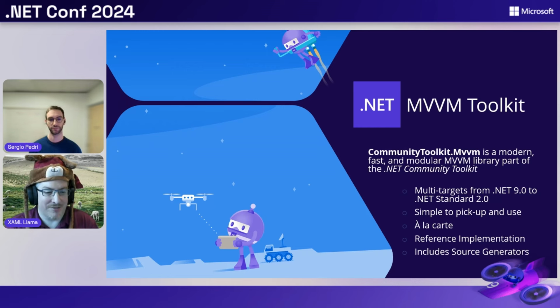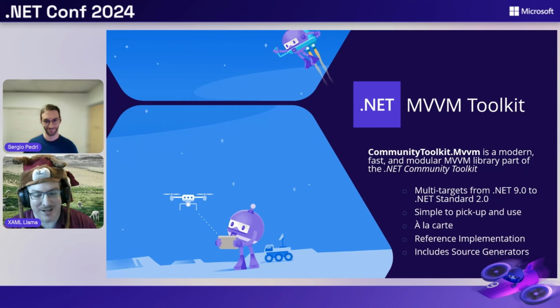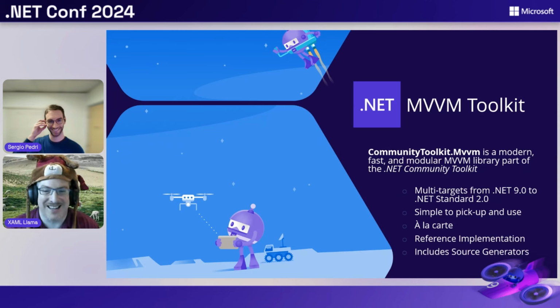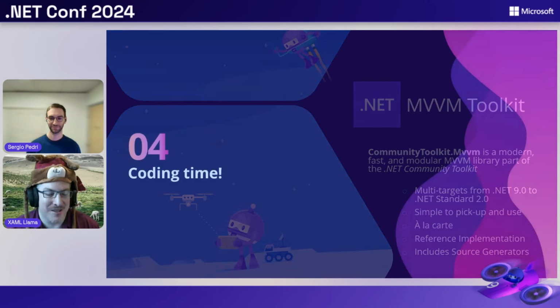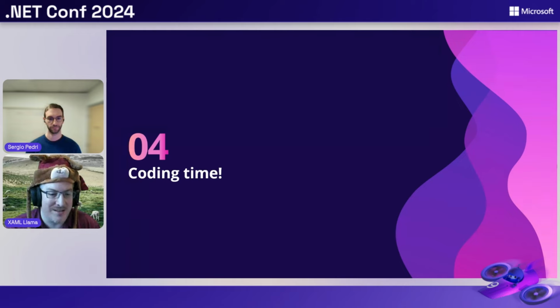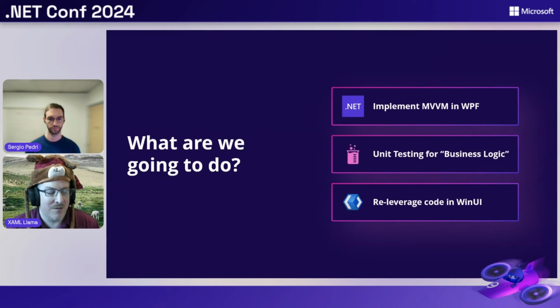Right. Like if you're writing INotifyPropertyChanged implementation again, like just stop. Like you use this instead, right? All the hard work's been done for you already here. So that's great. And with that, let's jump in and start coding and put this stuff to practice, right? So what are we going to do today?